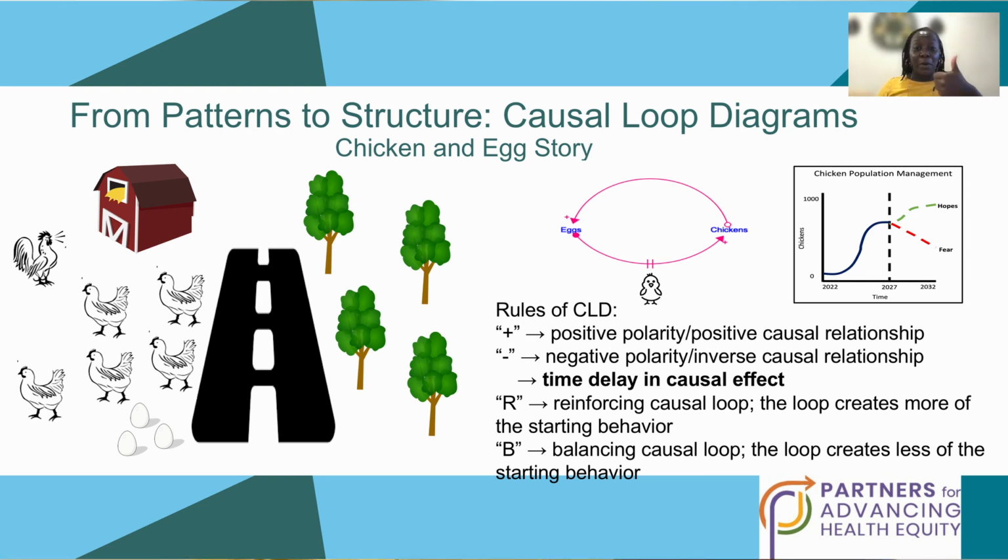So again, if you have more eggs, you have more chickens. So that's a positive polar relationship. So there's a little plus going into that arrow.